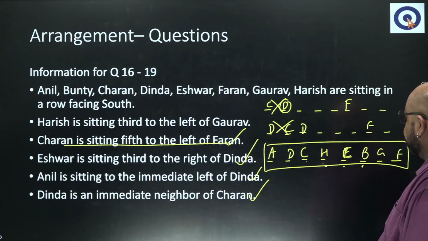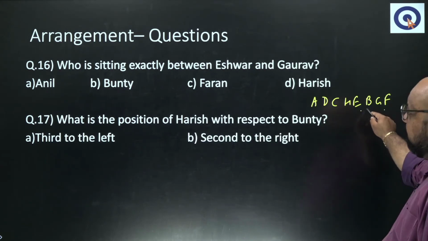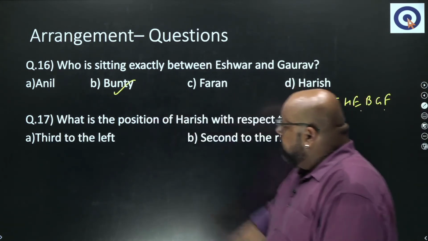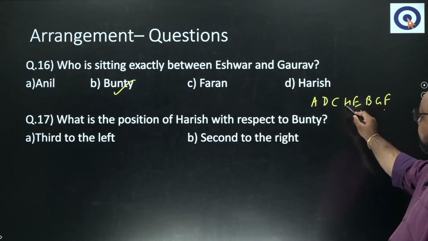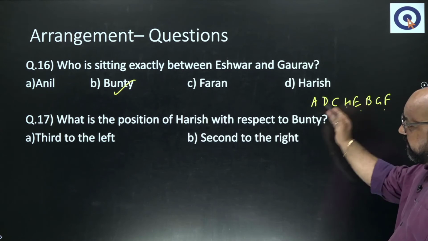A, D, C, H, E, B, G, F. Who is sitting exactly between Ishwar and Gaurav? Exactly between them is Bunty. What is the position of Harish with respect to Bunty? With respect to Bunty, Harish is second to the left.